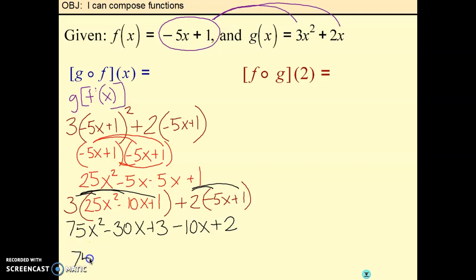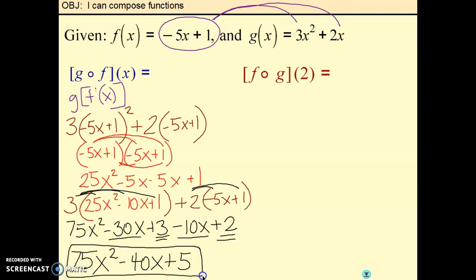And combine like terms. So starting with our highest term, which is 75x squared, going to our negative 40x, and then ending with 3 plus 2. All right, so that's recapping what we did today. Composing functions where we just have an x as our input, so we get lots of practice with those Algebra 1 skills and get an algebraic output. And then the second problem reviewed yesterday's idea of same thing, composing functions, but with the numeric input.